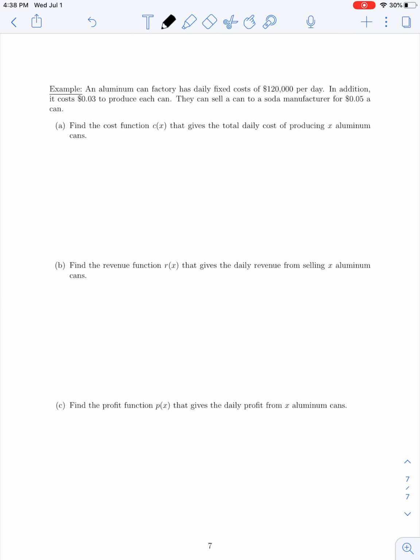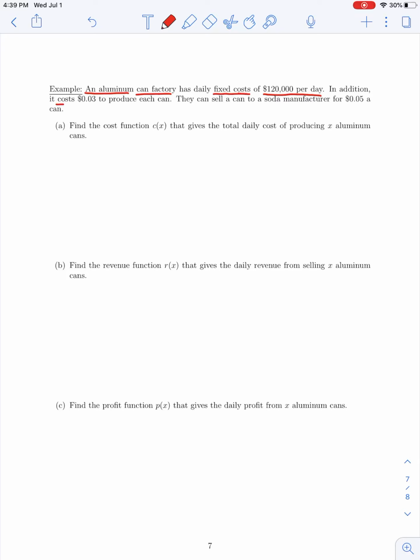Now, in this last example for functions, we'll consider determining cost, revenue, or profit associated with operating some business. So in this first example, we are told an aluminum can factory has daily fixed costs of $120,000 per day. Now, fixed costs means just the cost for, say, opening the plant, providing electricity to it, basic maintenance, without producing any units. Just basic cost of operating the plant without production would be $120,000 per day.